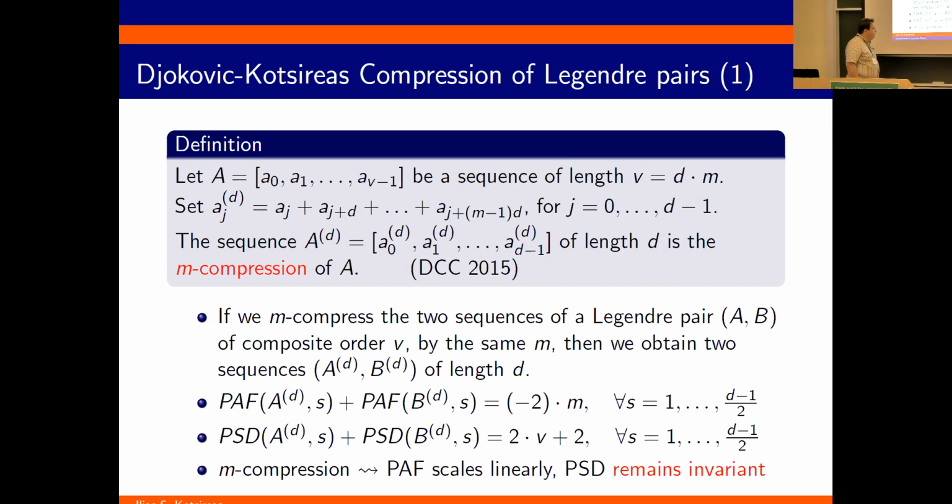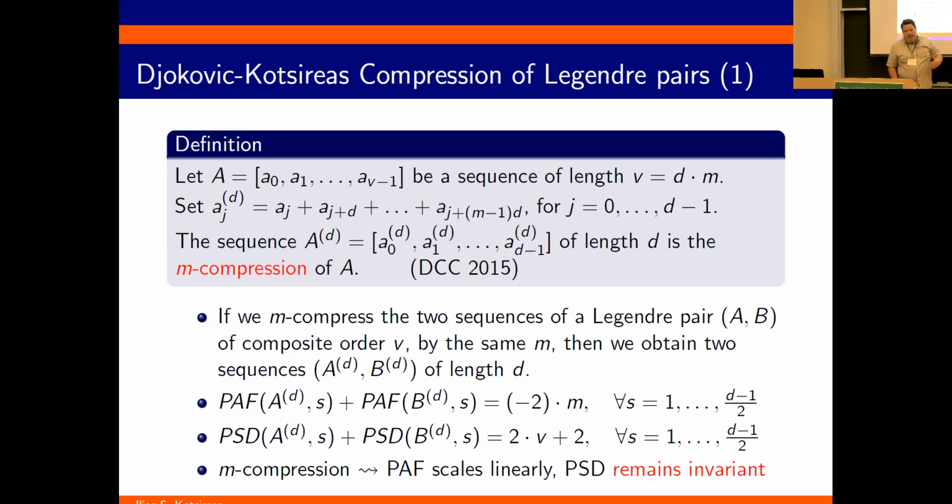And it turns out that in terms of the invariants, the PAF and the PSD invariants, when you do this compression, the PAF constant of the compressed sequences scales linearly, so it's minus 2 times M, while the PSD invariant remains exactly the same as the original sequences.